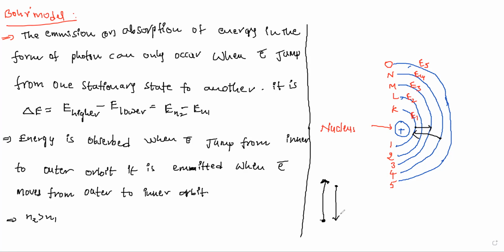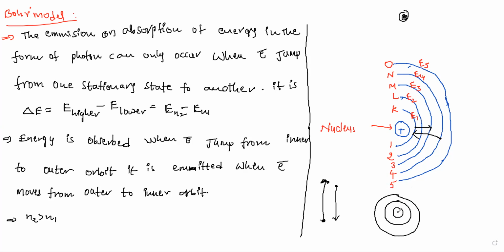Actually, Rutherford said that electrons revolve around the nucleus like planets revolving around the sun. But he could not explain the stability of the electron. According to Maxwell's theory, the revolving electron should lose its energy and go closer to the nucleus, finally falling onto the nucleus. That could not be explained by Rutherford.